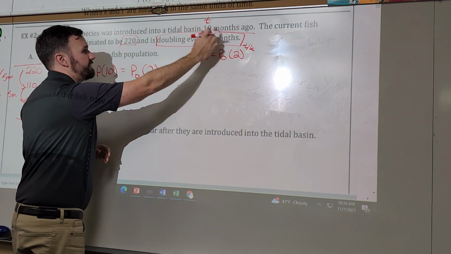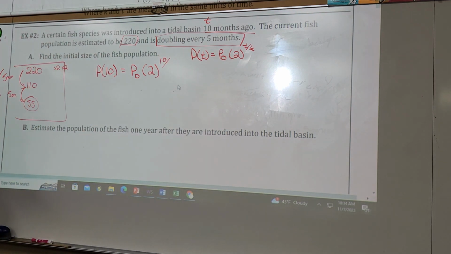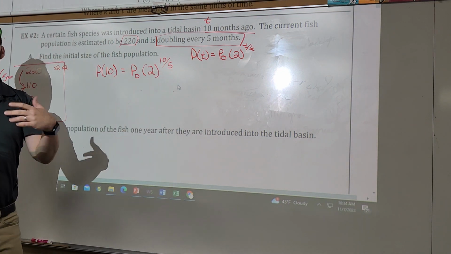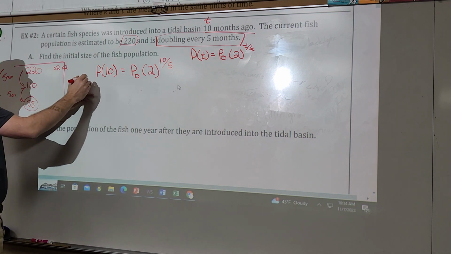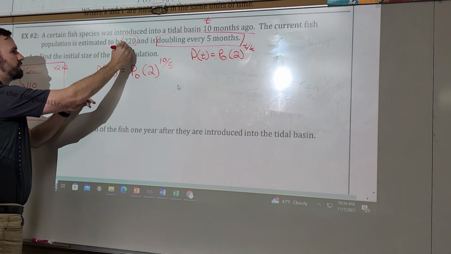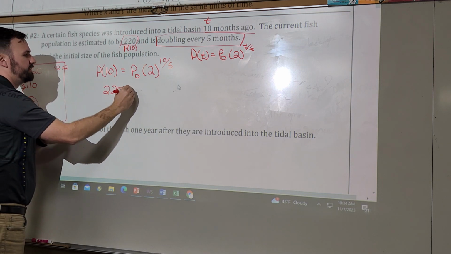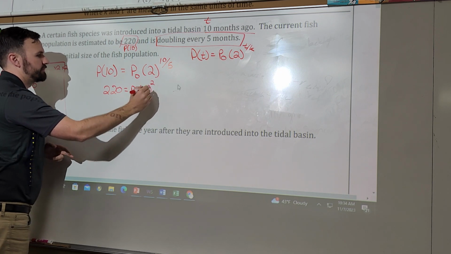2. I plug in my T again. Now what do I put in for K? How often they double? They double every 5 months. And that makes sense because 10 divided by 5 is 2 because they're going to double twice. Okay. Will this work for me to solve this as well? Well, what is P of 10? 220. So I can do 220 equals P sub 0 times 2 squared.